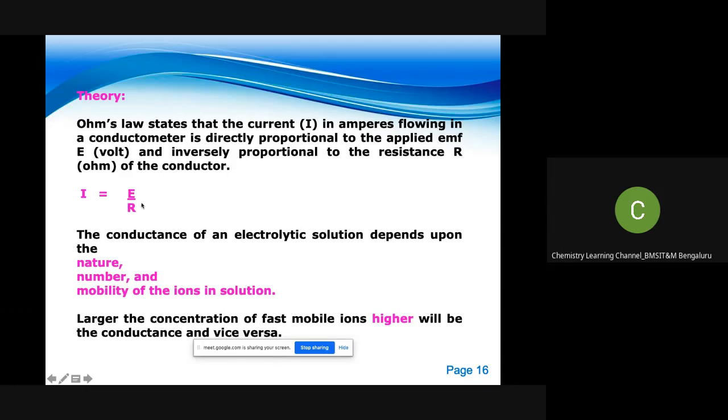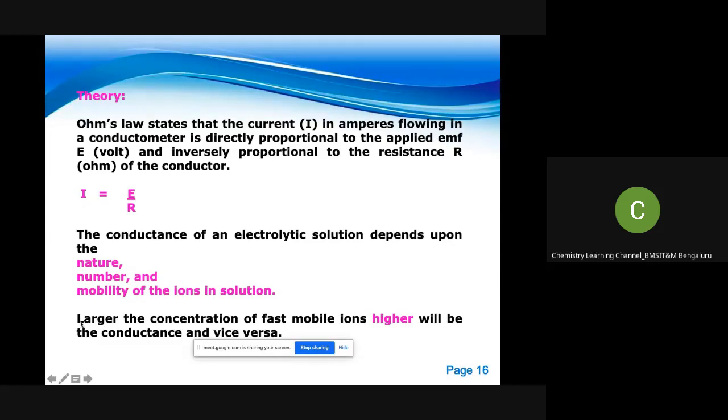The conductance is going to depend upon certain factors. Which are those factors? It is going to depend upon the nature of the solution, the number of ions present in the solution, and also the mobility of the ions present in the solution. So what are the factors that conductance depends upon? The nature of the solution, the number of ions present in the solution, and their mobility.